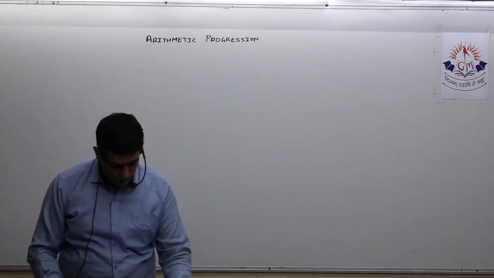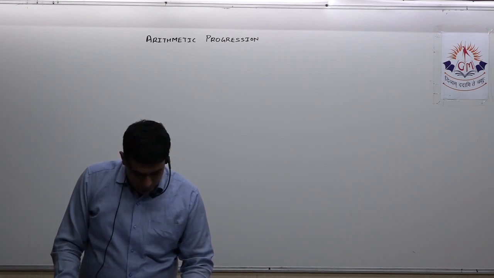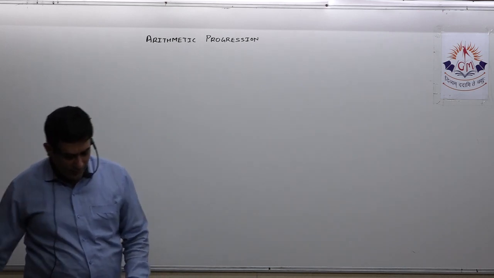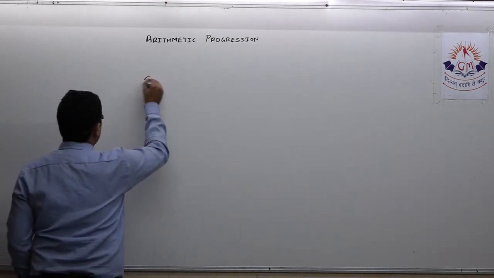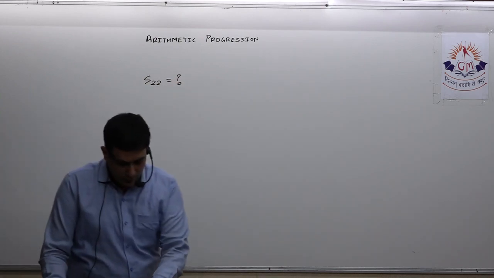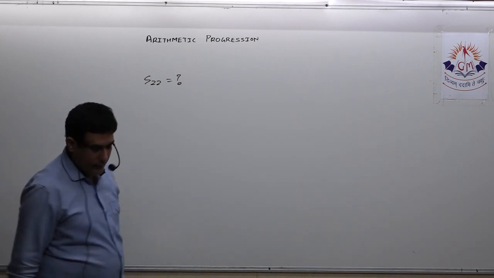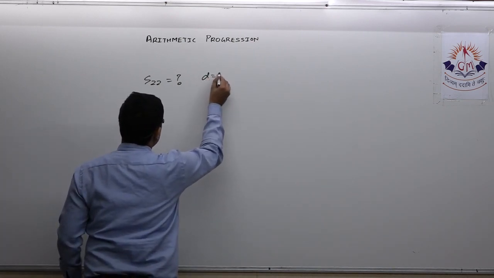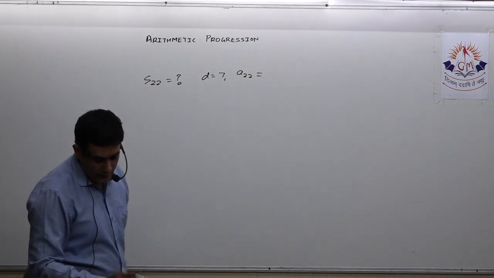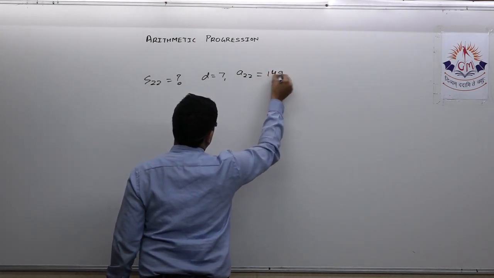Now again a similar question. Find the sum of first 22 terms. You have to obtain S22, where d and 22nd term are given. d is given 7 and 22nd term is also given, that is 149. So you have to find this.